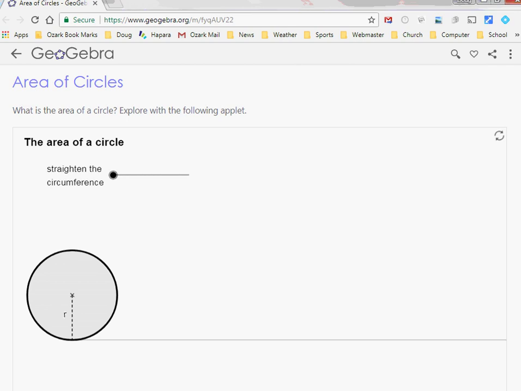We are on what chapter are we on? 11. Chapter 11, section 3. I'm going to be looking at circles.